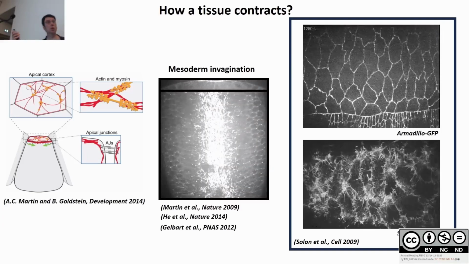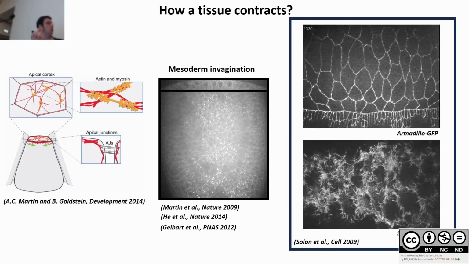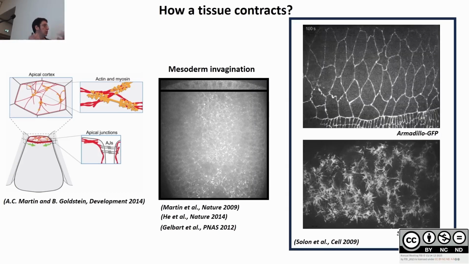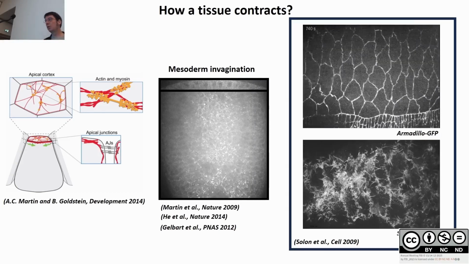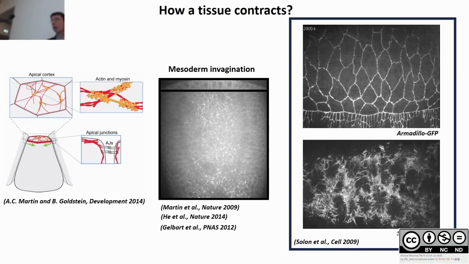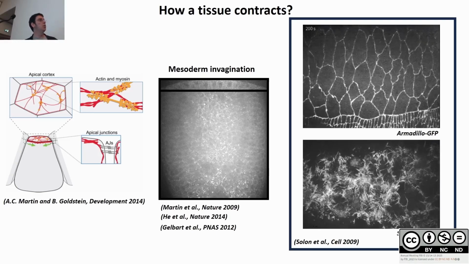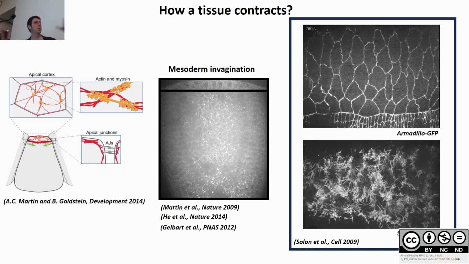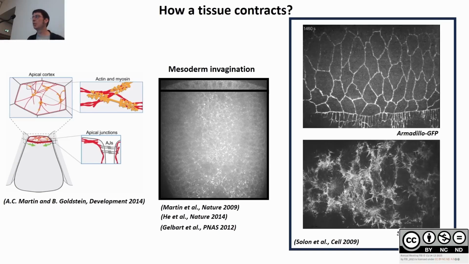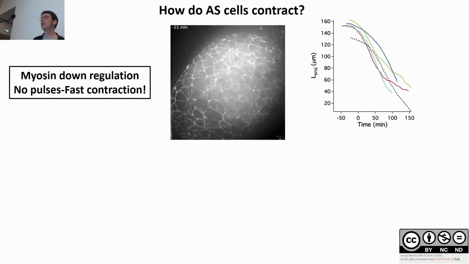And you can see that what we observe is that there are pulses. The cell generates these pulses of contraction that are always there, and we have flows of actin and myosin that we can see here. But there's no real apical constriction, in the sense that myosin does not accumulate apically, as in that particular example.